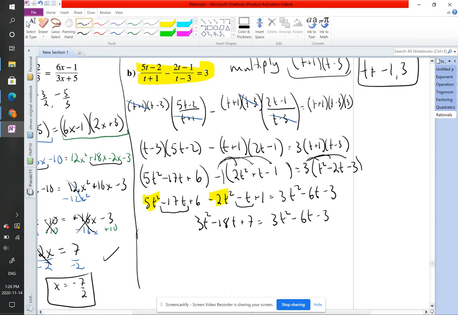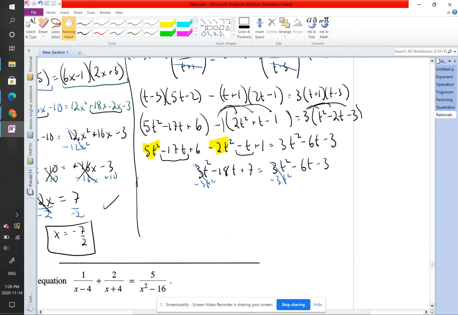So you can see here I can now start simplifying. I can subtract 3t squared from both sides. And they both end up canceling, which is really nice. And now I can do my two steps of algebra. So I'm going to add 6t to both sides and subtract 7 from both sides. And when I do that, I get, oh wait, that's supposed to be a 9, isn't it?